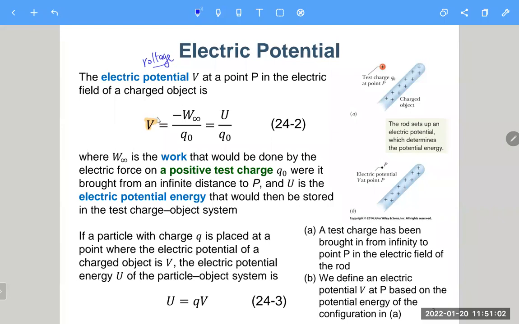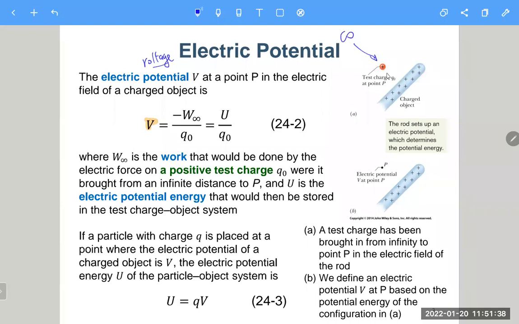So the potential is like when you try to put a charge from infinitely far away into the electric field, then you need to do some work. So V is negative W infinity over Q0. Q0 is the charge amount of the test charge. You try to put it from infinitely far away to here. Then you need to do some work.